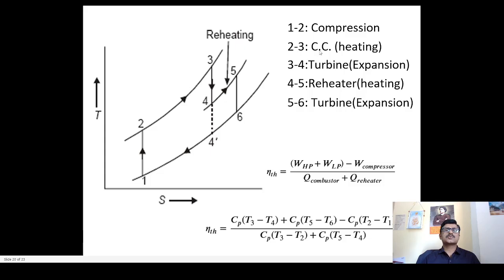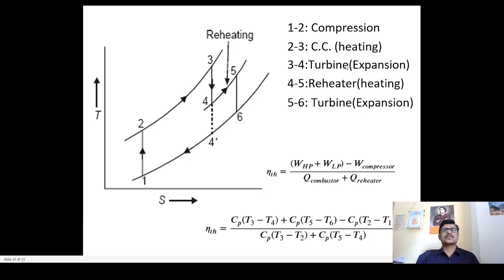The process 2 to 3 occurs in the combustion chamber. That is nothing but the heating process as such, or the heat which is supplied during the process 2 to 3. Similarly, the heat added in this gas turbine cycle, or in this reheat cycle, is also an isobaric process, a constant pressure heat addition. 2 to 3 is the constant pressure heat addition process.